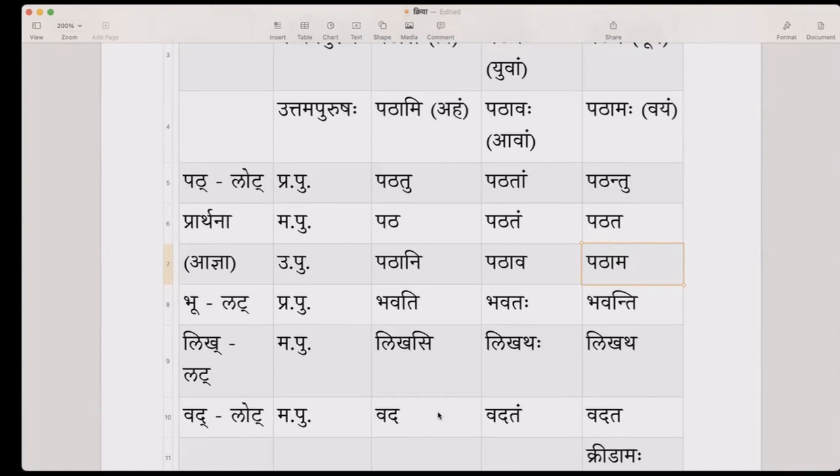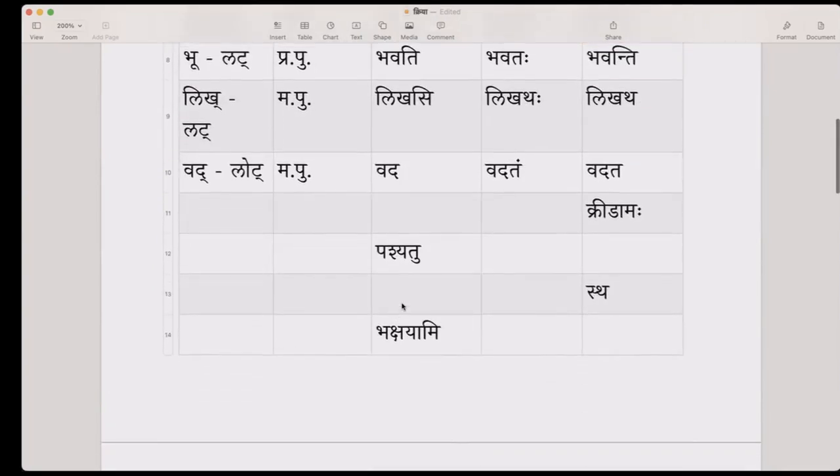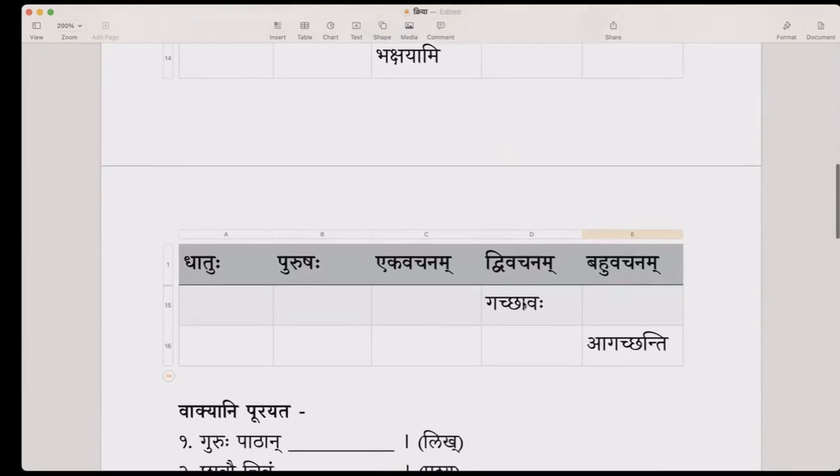Would gama be the same? So gama is gach. You can even write the dhatu as gach for now. Later you will understand that the original dhatu is gama. Then you will know other things also in it. Okay, so gama.